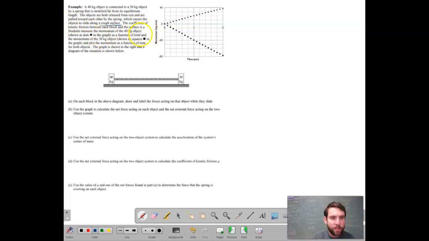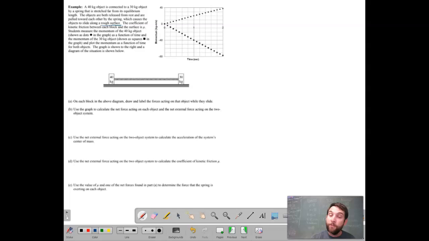The students measure the momentum of the 40 kilogram object, shown as circles. If you're just looking at this and not seeing it on the paper, the circles are this top graph here, and then the 30 kilogram object is shown as the blocks.